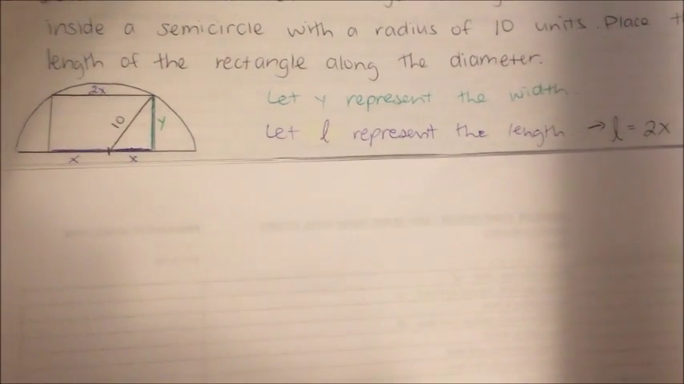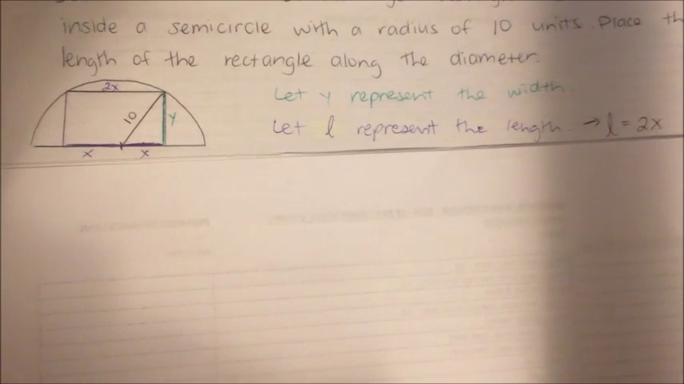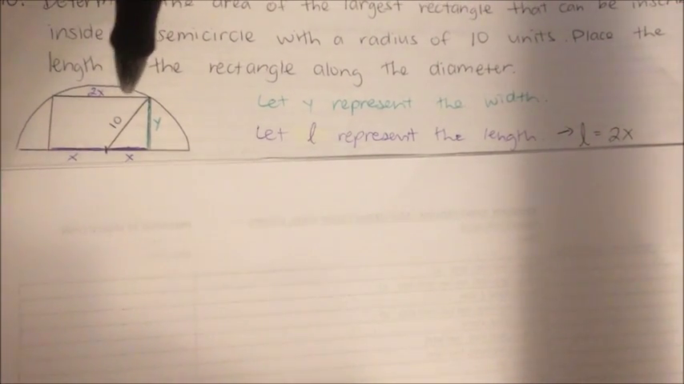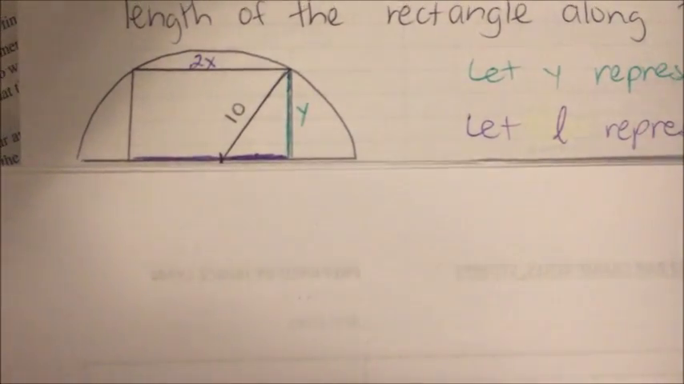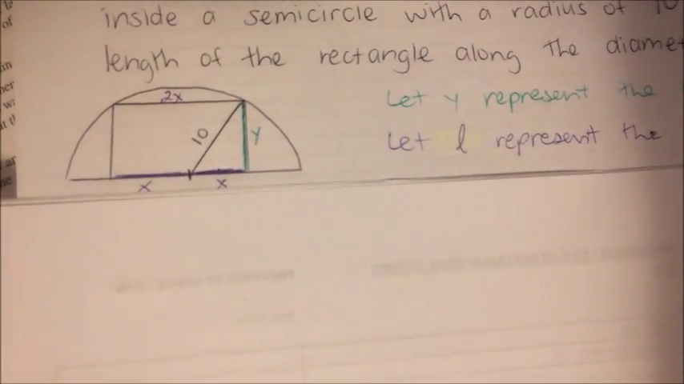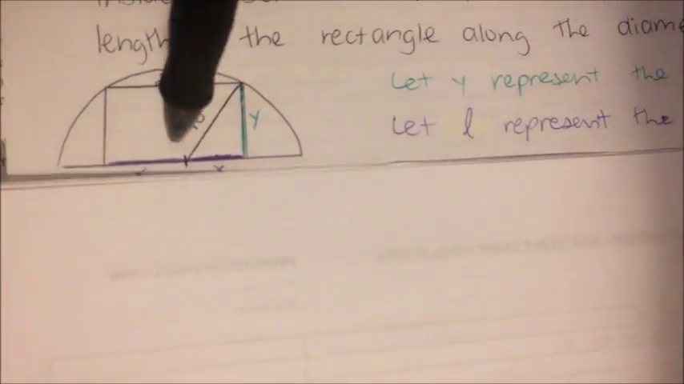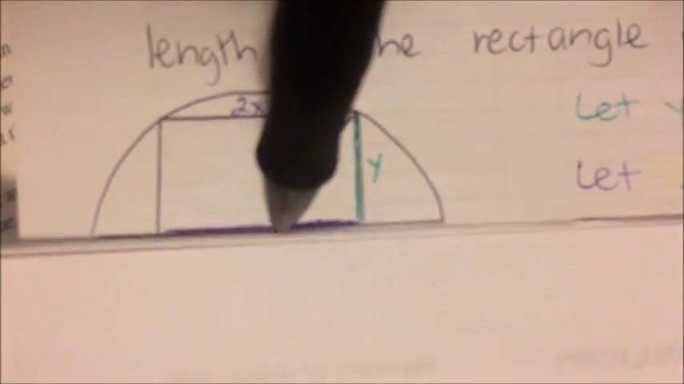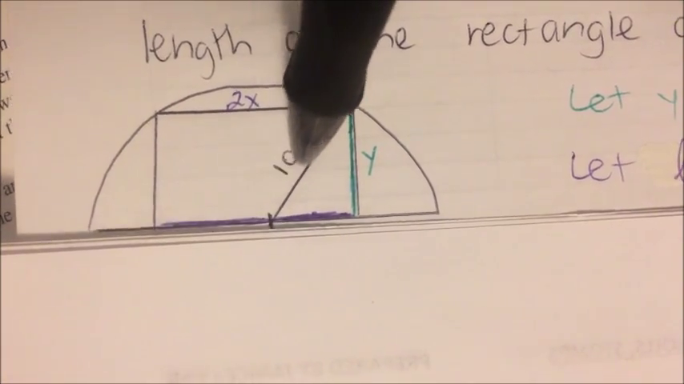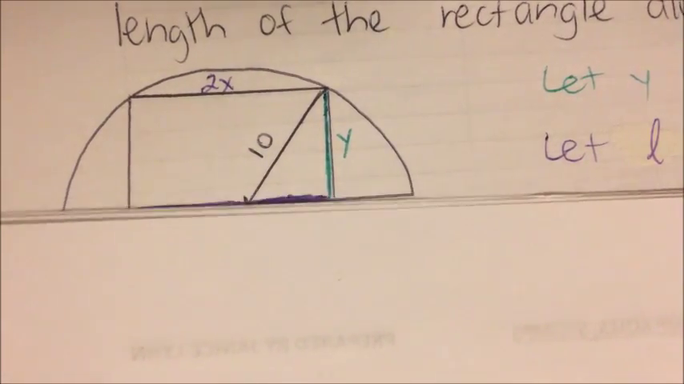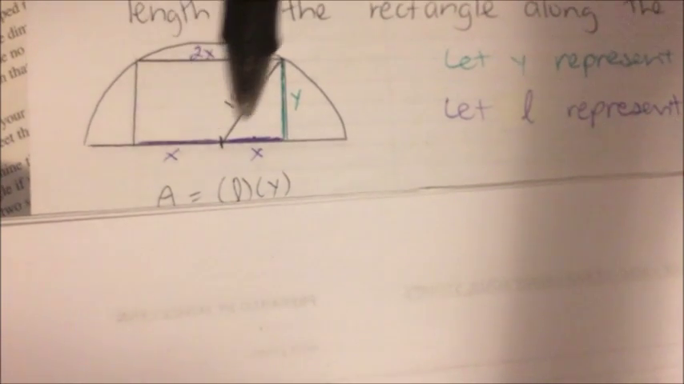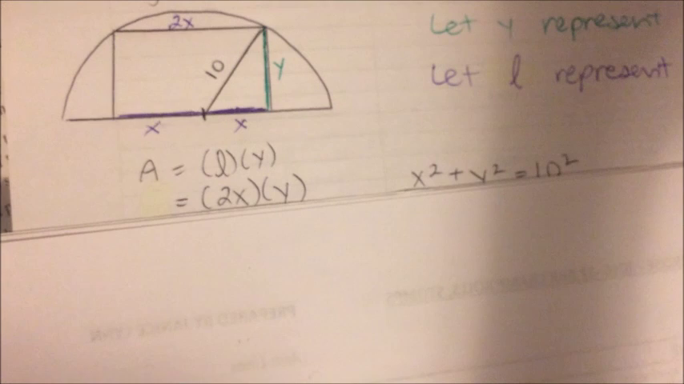So what we know is that this semicircle has a radius of 10 units. That means from the center of the semicircle to any point on the circumference, that distance is 10 units. We also know the formula for area. So area equals length times width, which is the same thing as 2x multiplied by y.